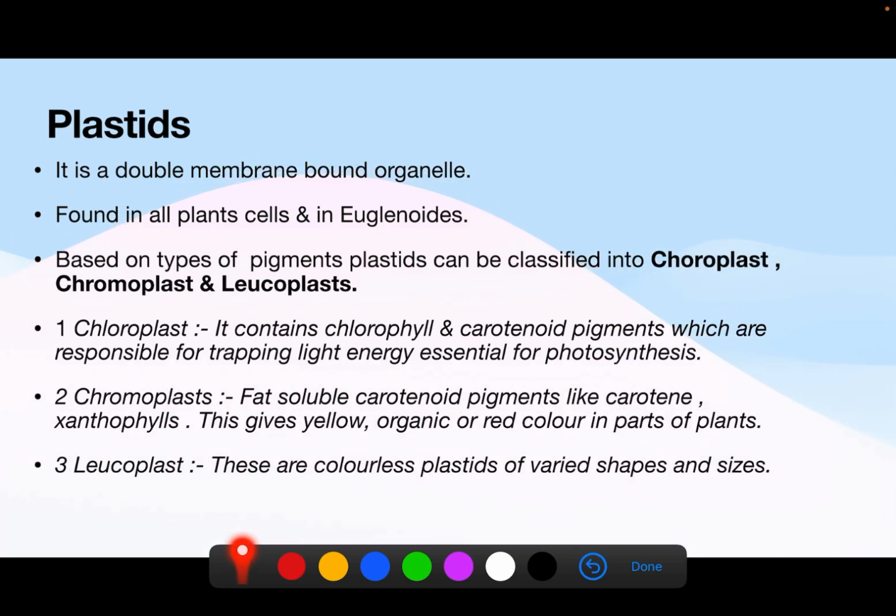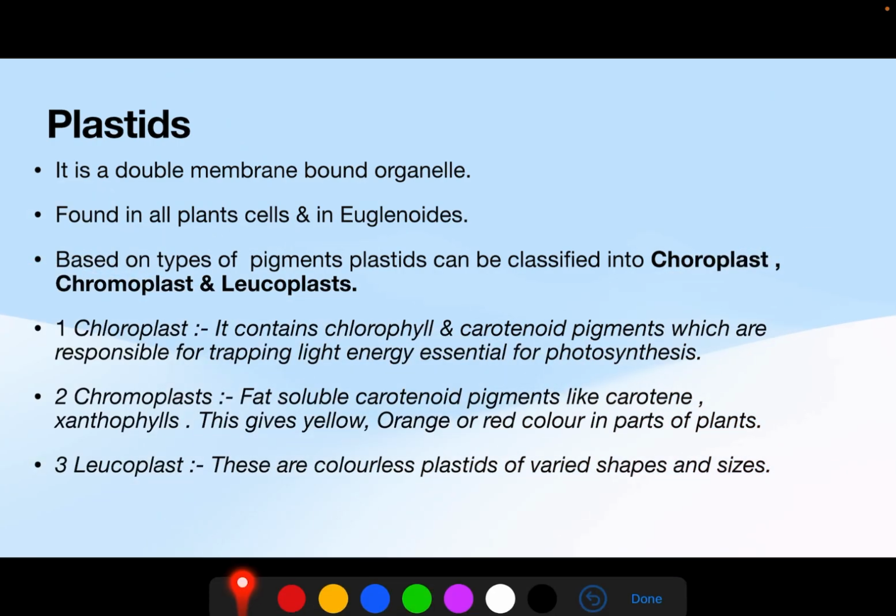Next we have plastids. It's also a double membrane bound organelle which is found in all plant cells and in euglenoids. Based on the pigment, plastids can be classified into chloroplast, chromoplast and leucoplast. So firstly we have chloroplast. Chloroplast contains chlorophyll and carotenoid pigments, which are responsible for trapping light energy essential for photosynthesis.